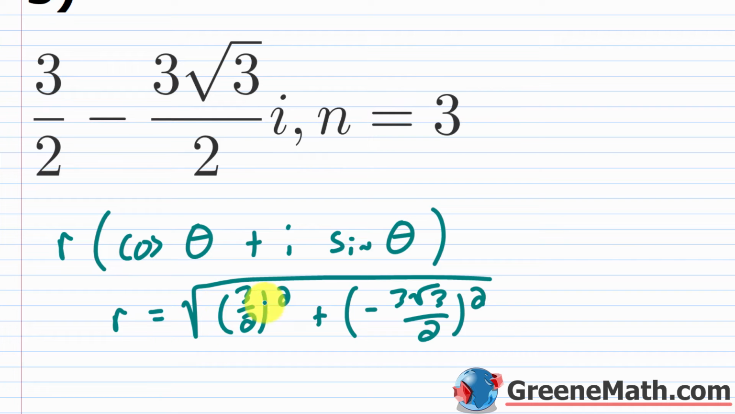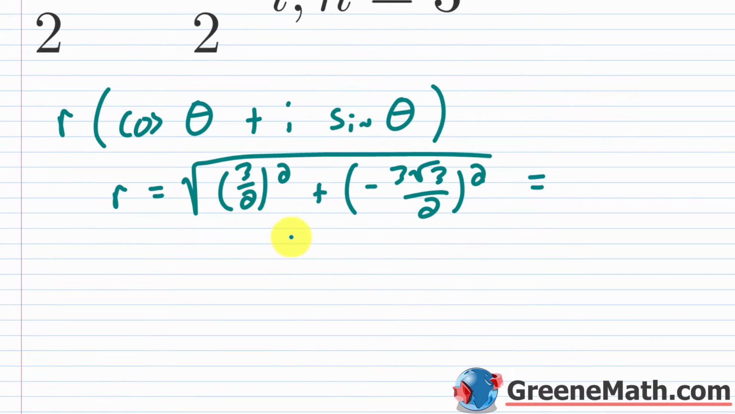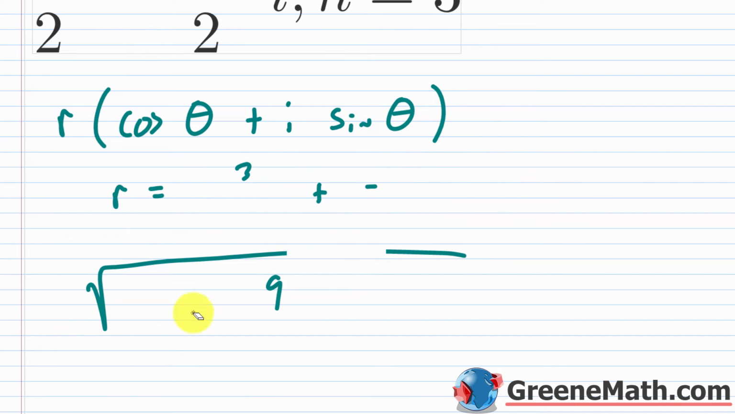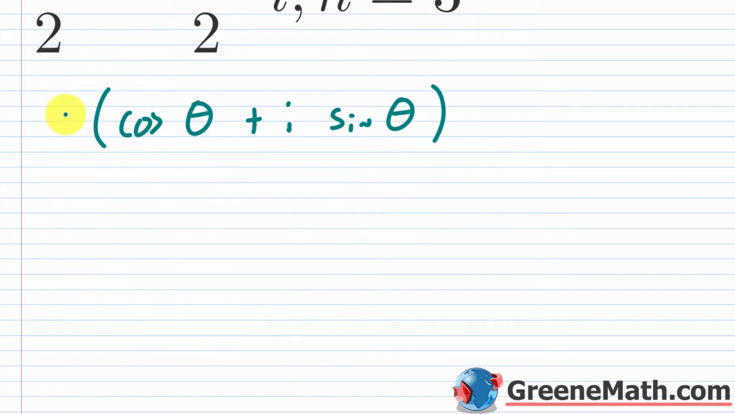So again, the real part being squared plus the imaginary part being squared underneath that square root symbol. So let's say this is equal to, for this guy, 3 squared is 9, and then 2 squared is 4. So this is the square root of 9 over 4, and then plus, the negative goes away, 3 squared is 9, square root of 3 squared is 3, and then 2 squared is 4. So this is 27 over 4 plus 9 over 4, which is 36 over 4. And we know that 36 divided by 4 is 9, and the principal square root of 9 is going to be 3. So the r value here is just going to be 3. So let's put that there.